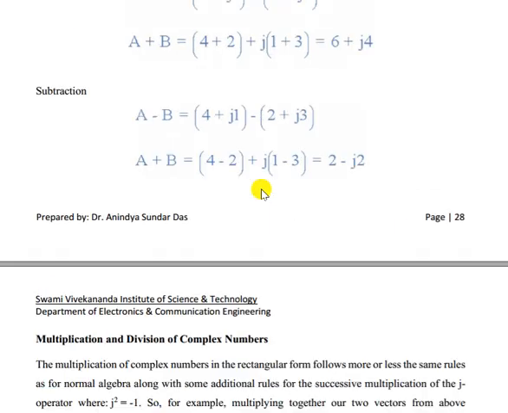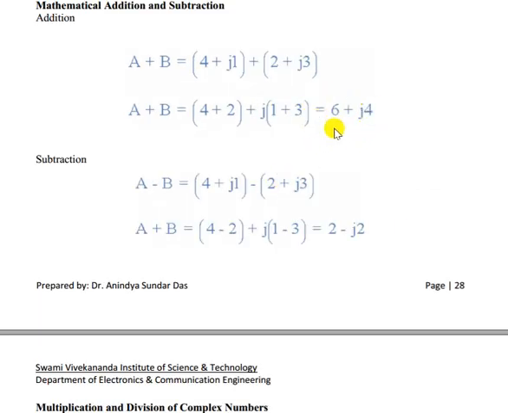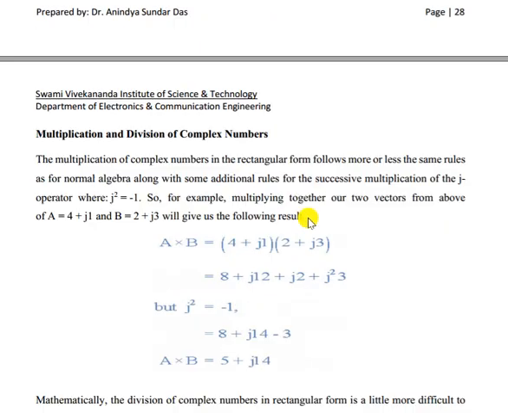Okay. Now 6 plus j4, that means what? It has resistance of value R6, and plus j4 means what? It is an XL, L inductor. So this is RL circuit, combination of RL. 2 minus j2 means it is combination of RC. Okay, because we have plus j4, here we have minus j2.